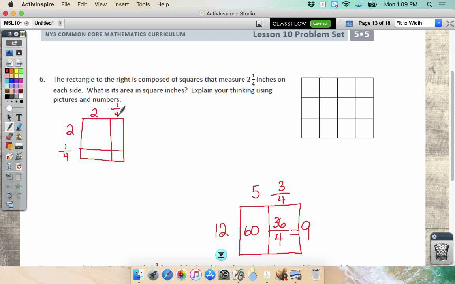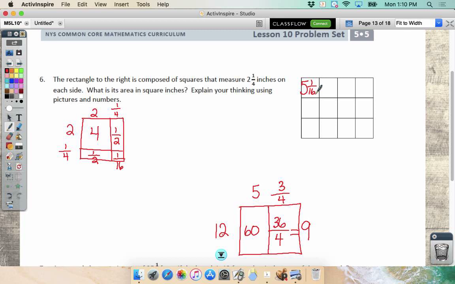Okay, so 2 times 2, 4. 2 times a fourth, 2 fourths, 1/2. Good. A fourth times 2, a half. And a fourth times a fourth, 1/16. Good. So let's see if I could add that all up. 4 plus a half, so that makes 5. 5 and 1/16. So in each box, here's what we have.